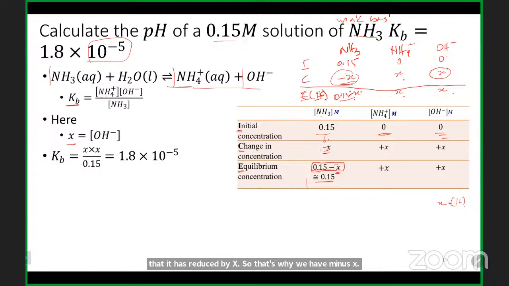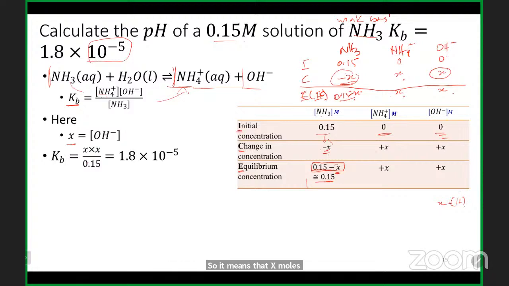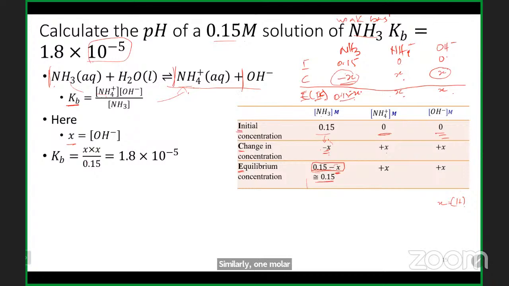If X amount has reduced, it means that X amount of product has been produced. 1 mole of NH3 gives 1 mole of NH4 plus, so X moles of NH3 gives X moles of NH4 plus. Similarly, 1 mole of NH3 gives 1 mole of OH minus, therefore X moles gives X moles. The sign is negative here because it is reducing, and positive here because it is increasing.